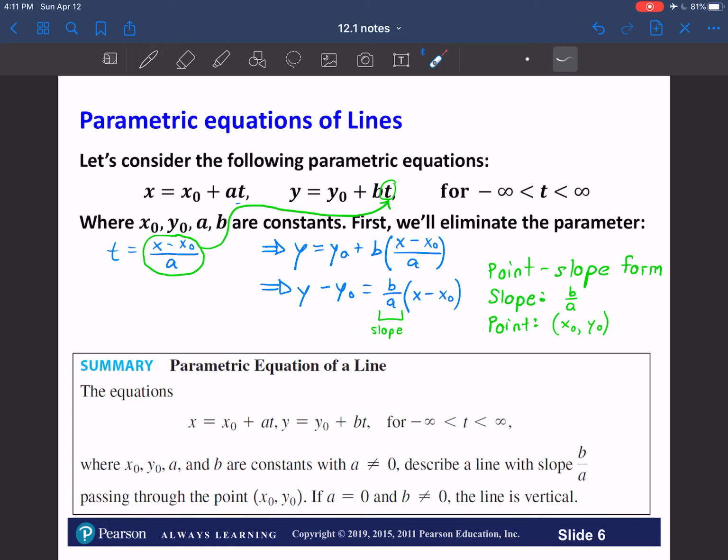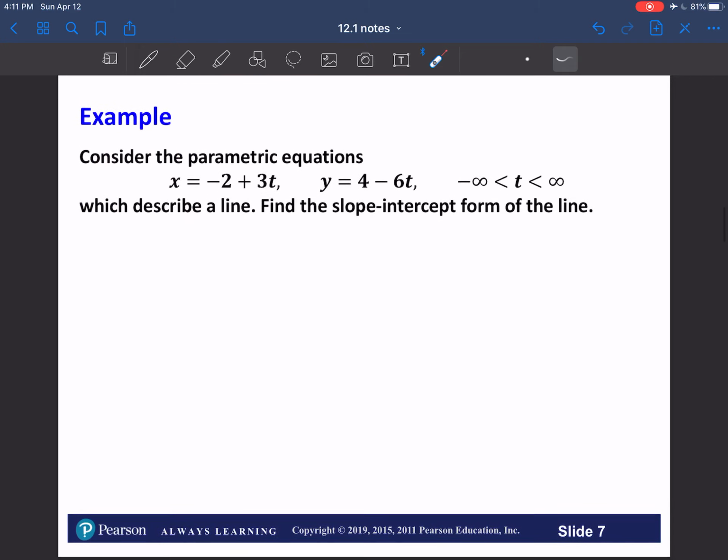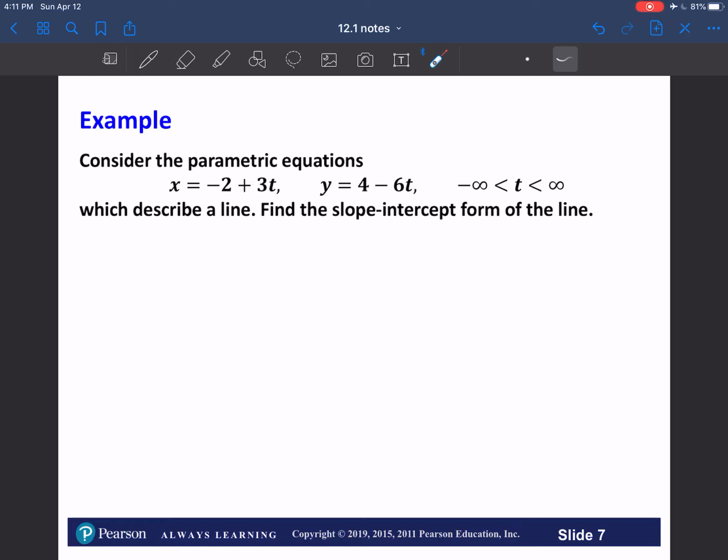All right, so let's do an example. Consider the parametric equations given here. These are certainly in the form that we just discussed, x naught plus at, and then y equals y naught plus bt. t varies from negative infinity to positive infinity.